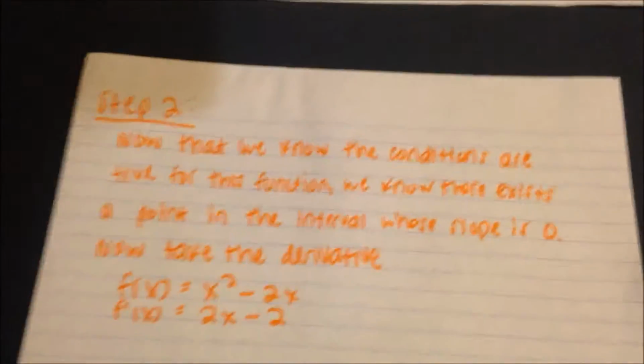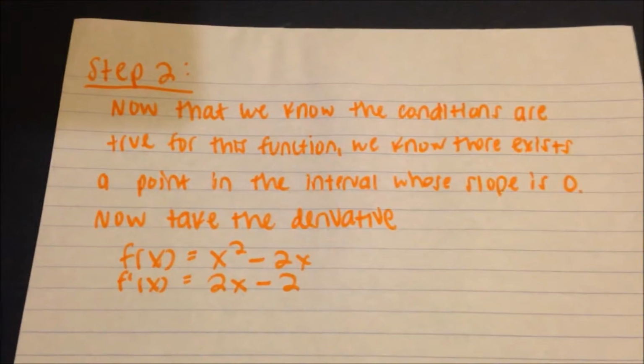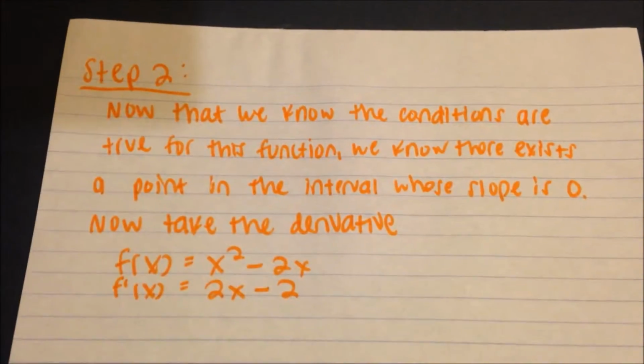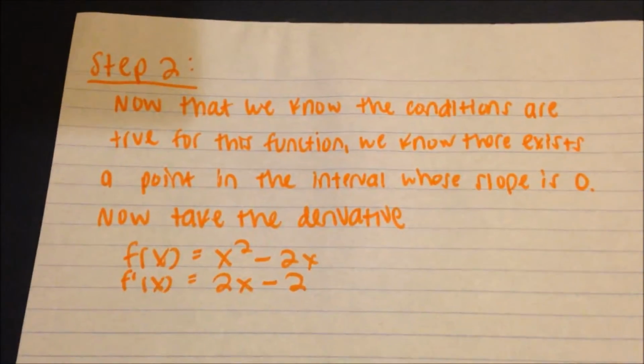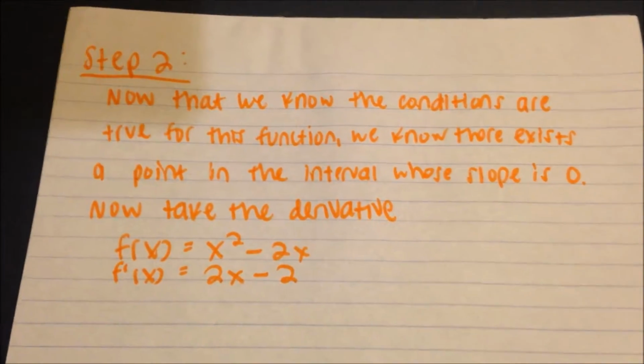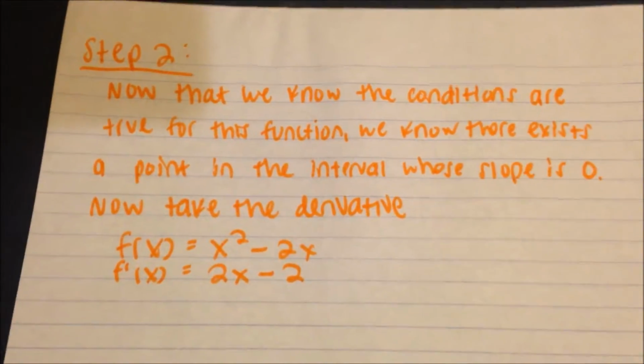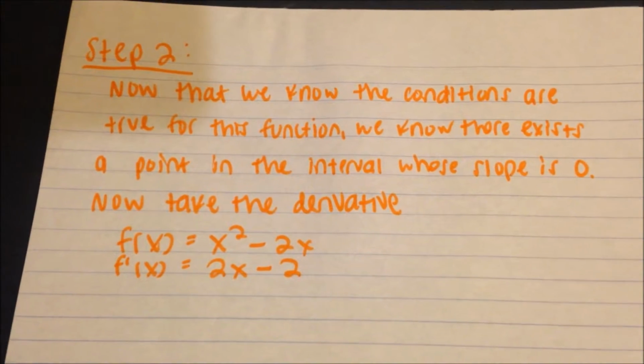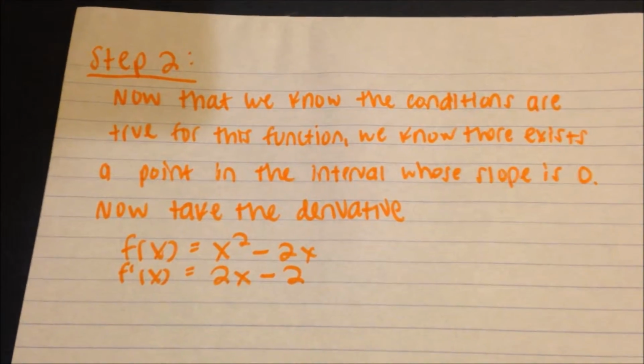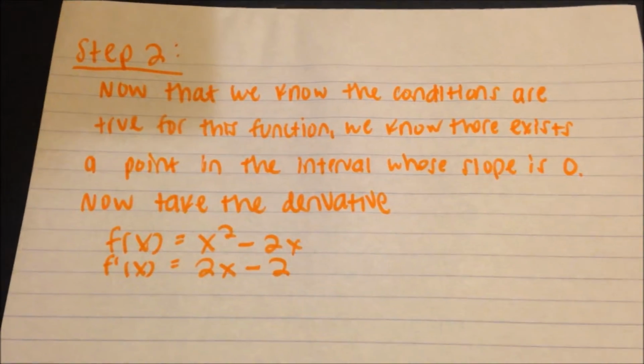Now for step 2. Now that we know that the conditions are true for the function and we can use Rolle's theorem, there exists a point on the interval whose slope is 0. Now we take the derivative of the function. f of x equals x squared minus 2x, so f prime of x equals 2x minus 2.